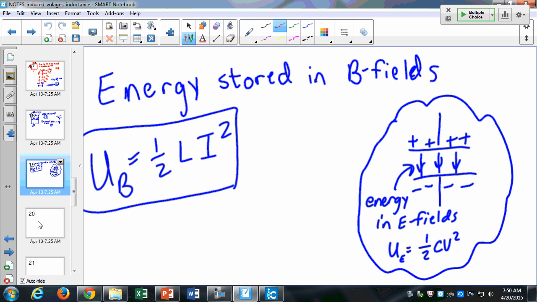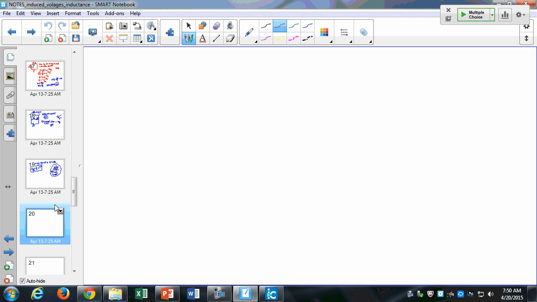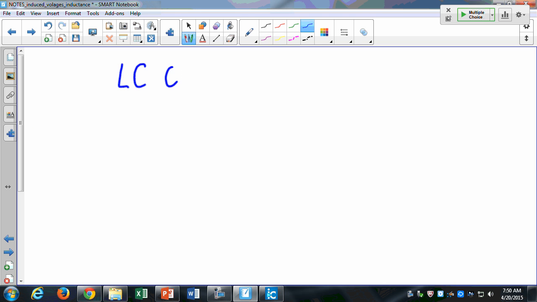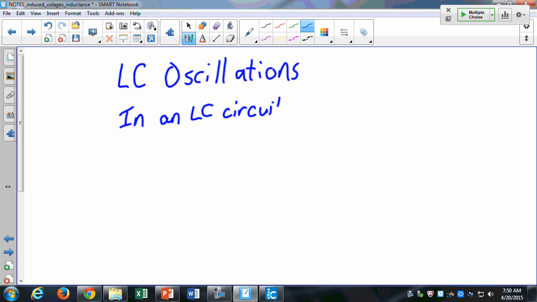Okay, yeah, so we left off with energy stored in B fields. Now we're going to look at LC circuits, getting into oscillations, and this will carry us into AC electricity. So LC oscillations. In an LC circuit, the charge, current, and our change in potential across our resistor will vary sinusoidally. And we'll see why that is later. It's a solution to a second order differential equation.